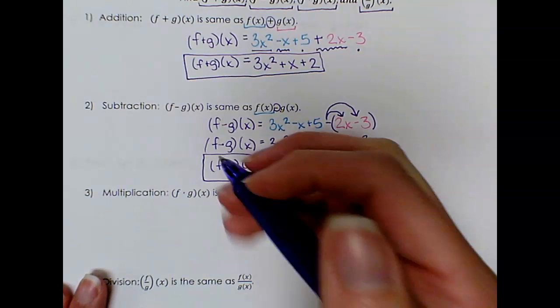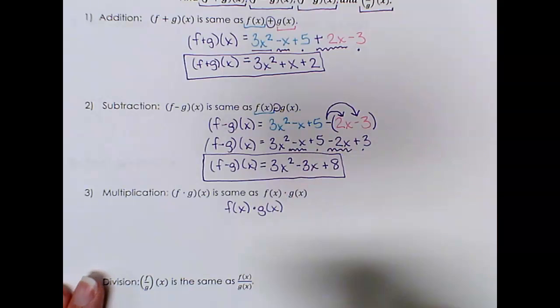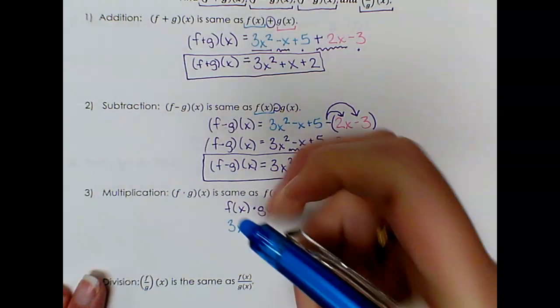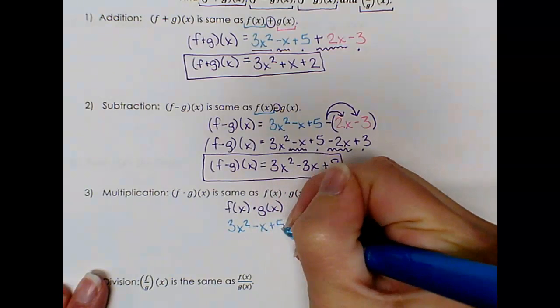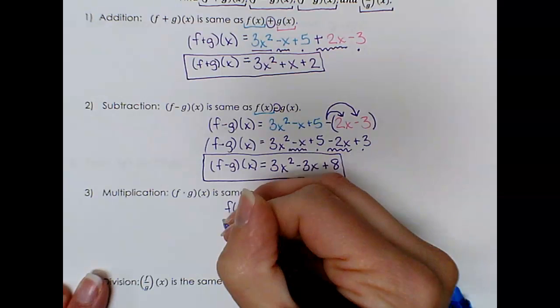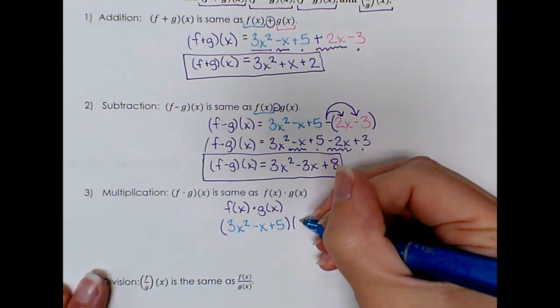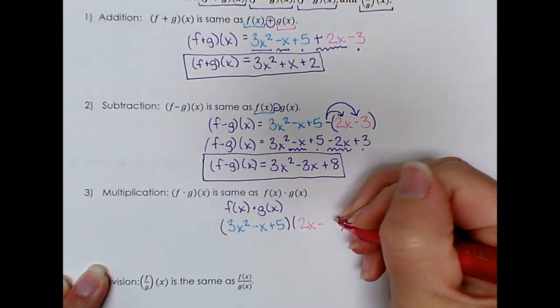So when I do that, f of x times g of x, I go find f of x, which is 3x squared minus x, not plus, minus, plus 5, and I need to multiply the whole thing by the g function, which is 2x minus 3. Let me go ahead and keep my colors consistent here. For g of x, I've been using pink, 2x minus 3.